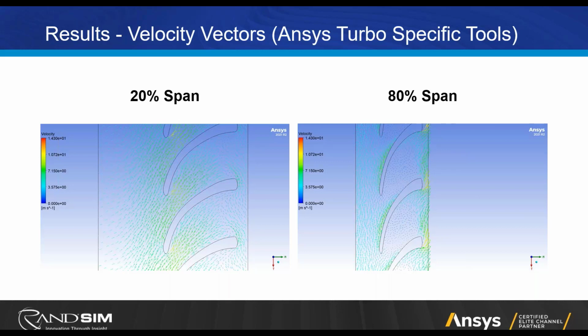So the image on the right is the same thing, but at 80% span. You can see the flow looks a little worse up there. There's a lot more recirculation. Yeah, very low velocity. That's not ideal. You want the flow to be uniform throughout the flow passage, and that definitely is not the case here. So there is a lot of room for improvement in this design.